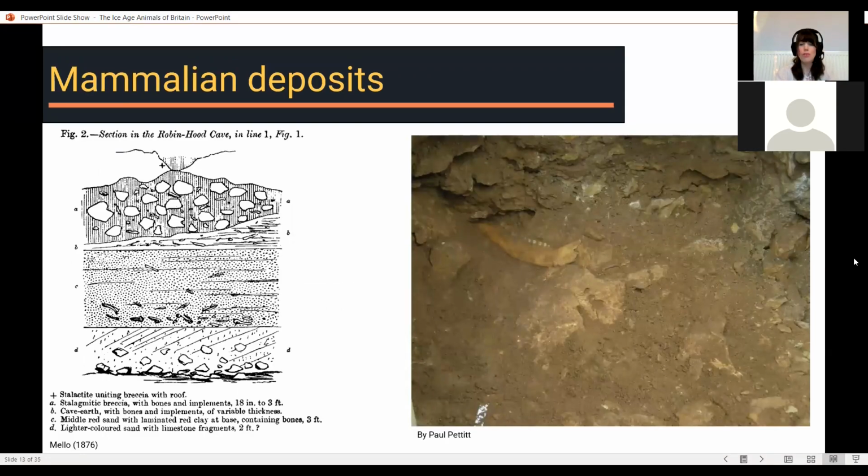And of course, most important for Creswell Crags are caves and rock shelters. So as I mentioned, Creswell Crags has over 20 caves and rock shelters, and these can be really important sites for finding the remains of Ice Age animals. So just as an example, I've got a drawing on the left-hand side, which is from Reverend Mello's paper published in 1876 of excavations in Robin Hood Cave. And then on the right-hand side there, we've got an image from Paul Pettitt's excavations just outside of Church Hole, which were undertaken in the early 21st century. And you can see a really nice reindeer jaw there.